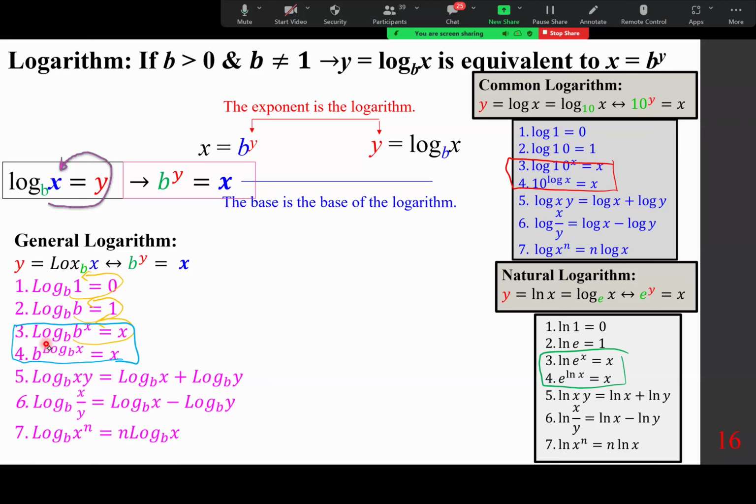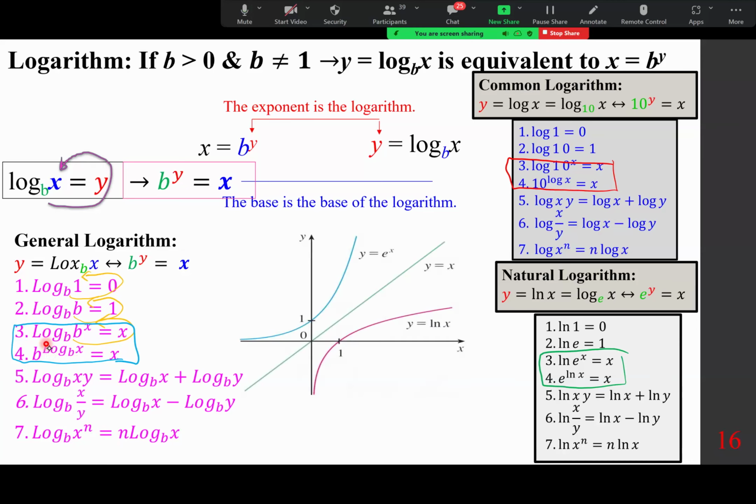Logarithmic properties. Exponential functions and logarithmic functions are inverse functions. Because they are inverse functions, they are symmetric with respect to the line y equals x.